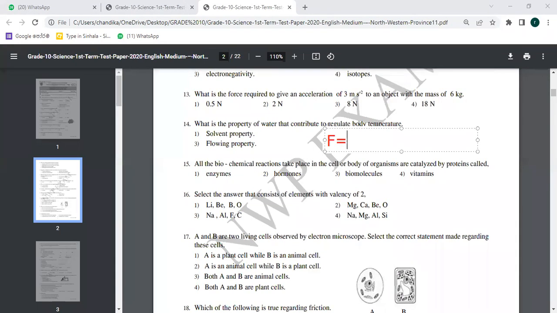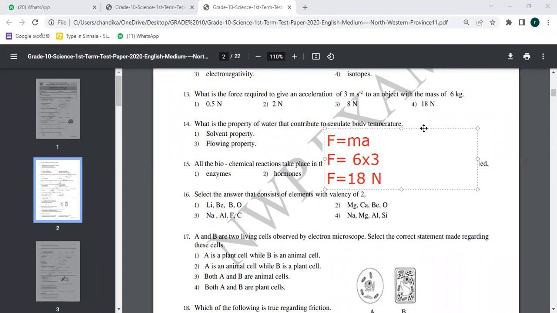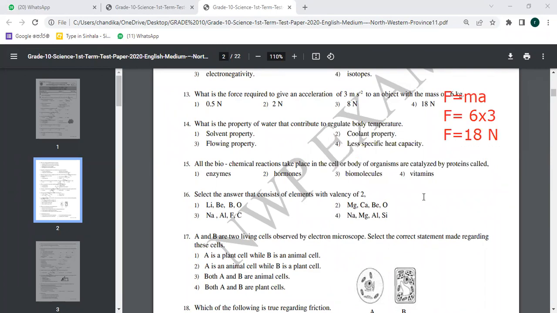Can you see what I am typing? You can see, no? Yes, sir. Now, F equals ma. Mass is 6, multiplied by acceleration 3. So F equals 6 into 3, 18, no? Okay, 18 Newton. So the answer is the fourth one. Fourth one, all of you agree? Okay. 18 Newton. F equals ma.